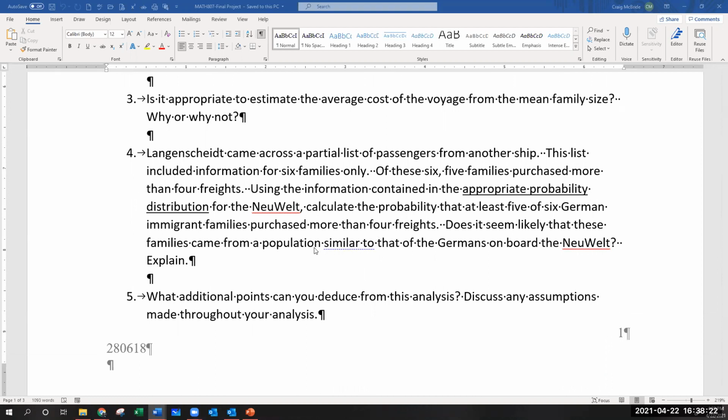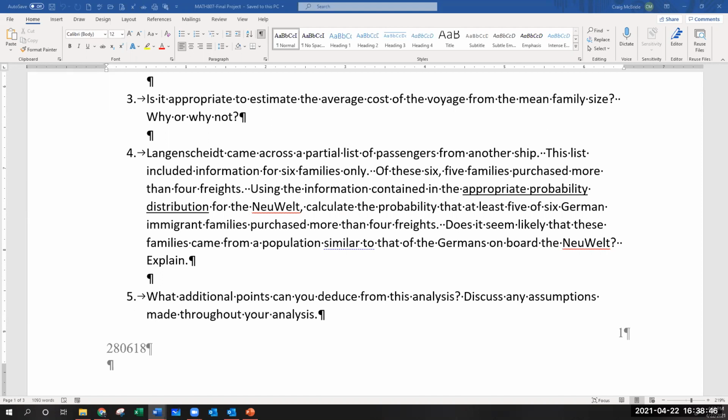So give it a shot, but I guarantee you will not be anywhere close to what you need to do, because it's a very complex question. It's a two-parter. The first thing you have to do is figure out the probability that a family would actually purchase more than four freights. And that's easy because all you got to do is add up the probabilities of either five or six freights from the data from question one.